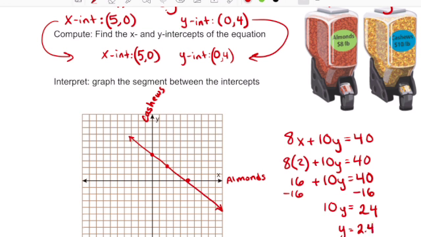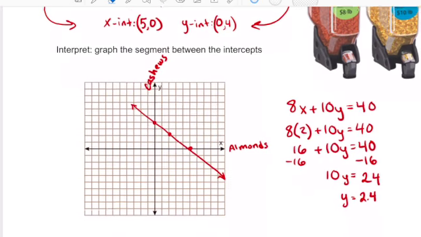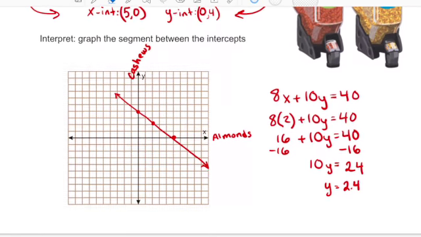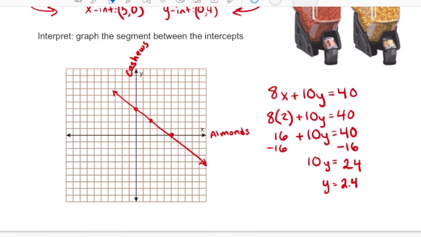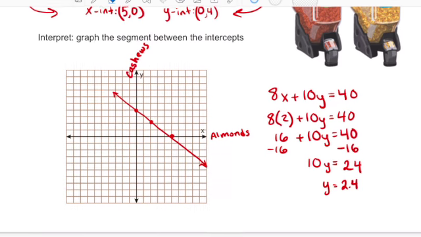Well, I kind of like that, right? Like I could buy 2 pounds of almonds and 2.4 pounds of cashews, because in the problem it said about the same. And I think that 2 and 2.4 is about the same. So 2 pounds, I'm afraid that this isn't going to show up for you because I'm writing really low on here. So did everybody get that? That y equals 2.4, and that is for cashews.